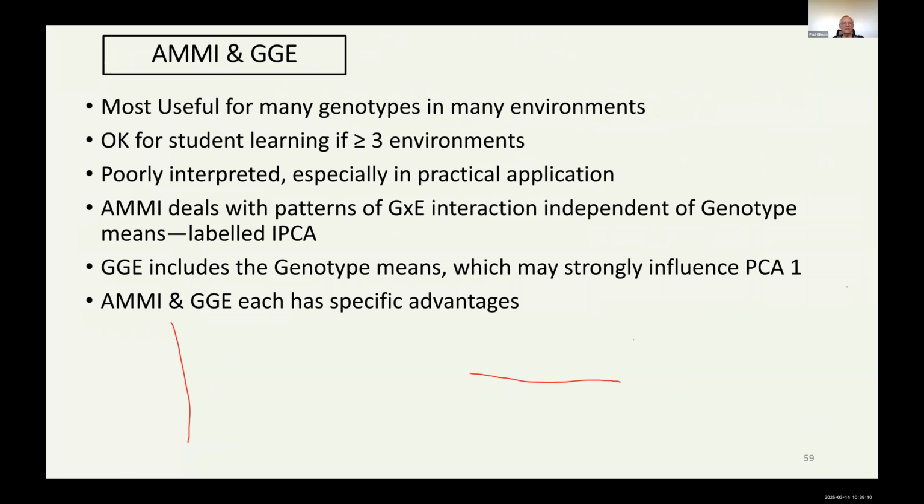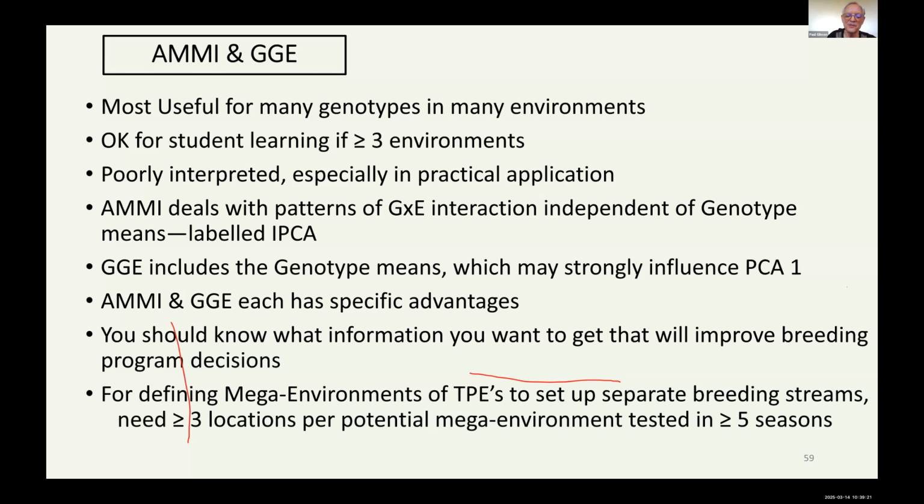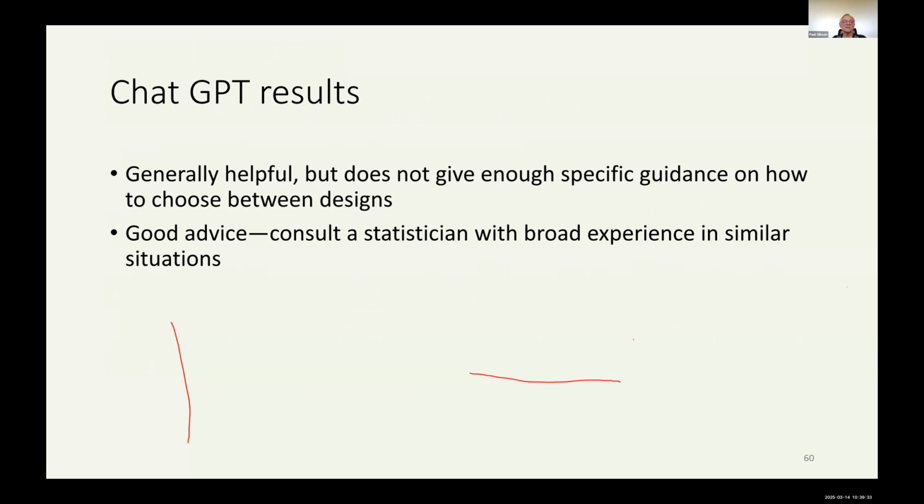And each has specific advantages, but you need to know what you're trying to get, what information you're trying to get to improve breeding program decisions. And defining mega environments is a large undertaking. You need 3 or more locations per potential mega environment tested in at least 5 seasons.